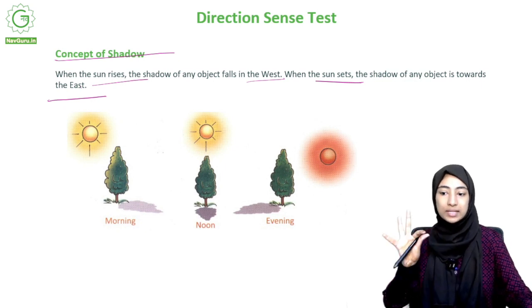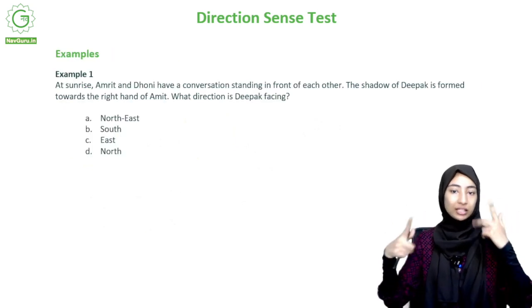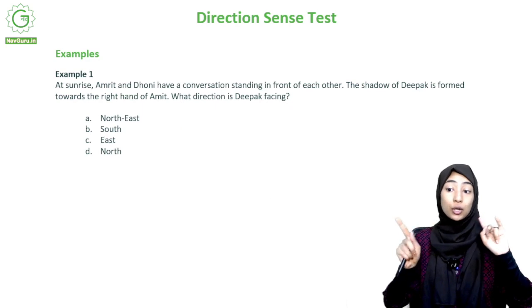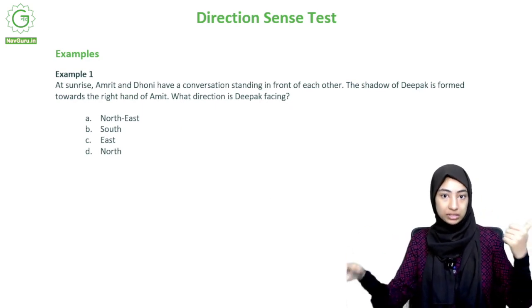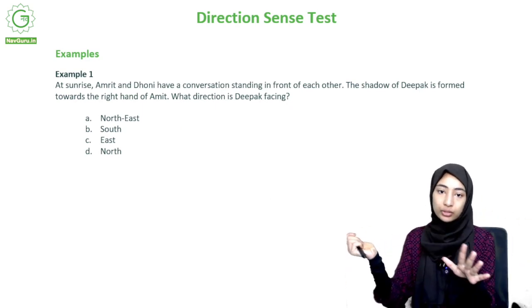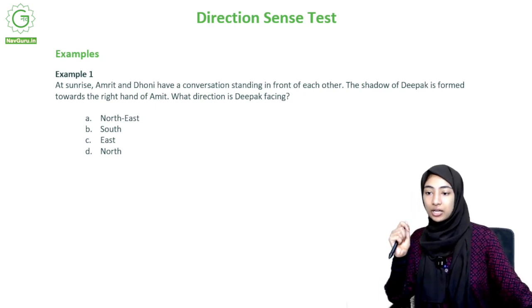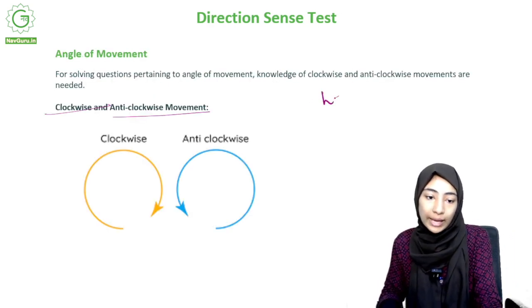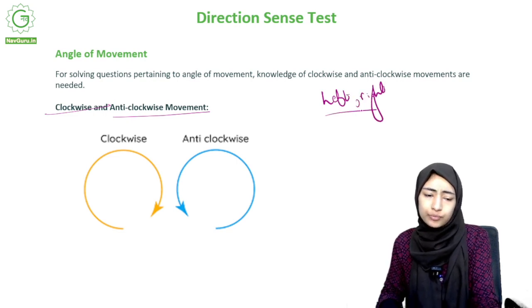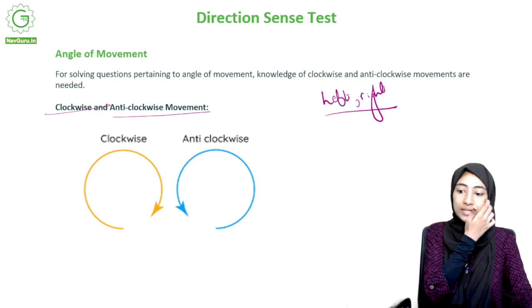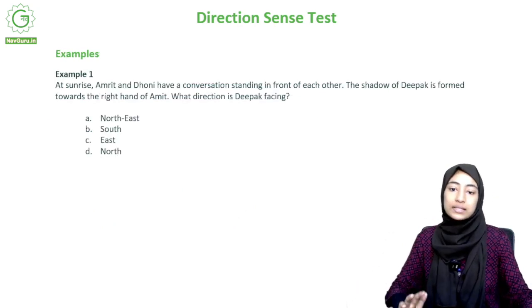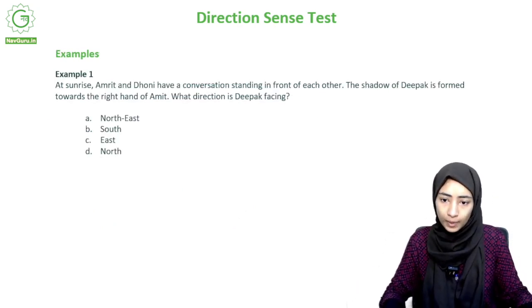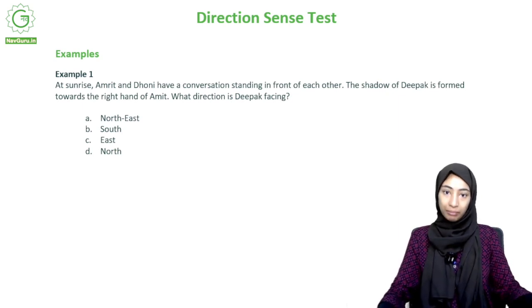And then there are some questions which will need your basic thinking process, and you'll also need to know what is left, what is right, how do you turn left, how do you turn right. So left, right, I'll just write it here. In angle of movement, and even otherwise, another concept that you need to know is left and right. We have done questions on this, and we'll also be doing more questions, so it will be all clear. Okay, so now let's begin with the examples.